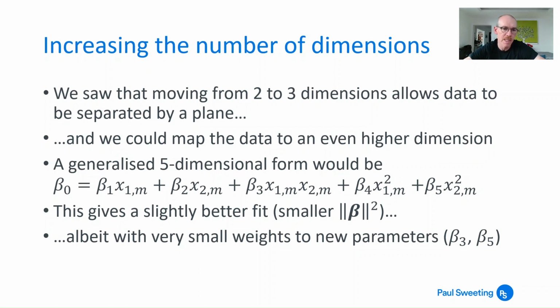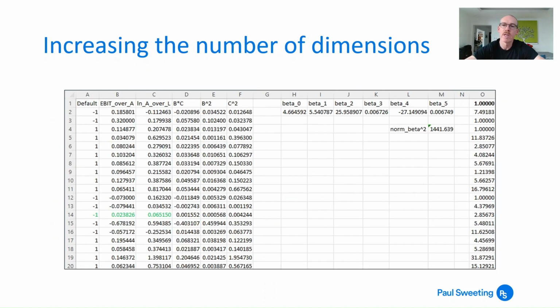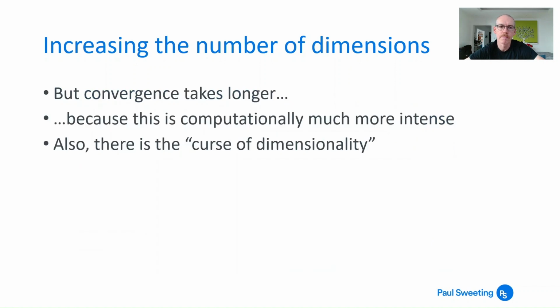But you could have a 5-dimensional form if you wanted. So beta naught is equal to beta 1 x1m plus beta 2 x2m plus beta 3 x1m x2m, beta 4 x1m squared, beta 5 x2m squared, and so on. If you do this, it does give you a slightly better fit with very small weights on the new parameters. If we look here, you can see in cells K2 and M2, that's the 2 new variables compared to what we did in the last video. And beta 3 and beta 5 are very small. So it improves the fit a little bit, but not an awful lot in this case.